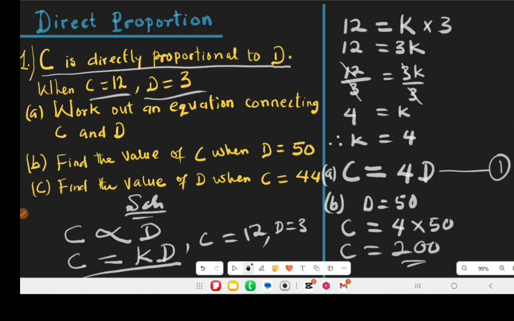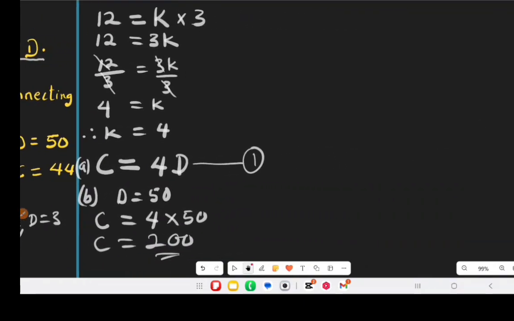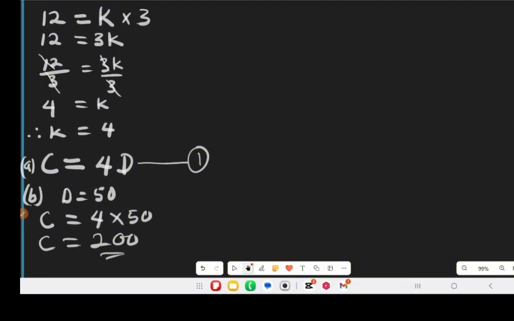Then we move to C. C is telling us to find the value of D when C is 44. Now we copy down the original equation, which is C equals 4D. Now we are looking for D when C is 44. C is equal to 44.